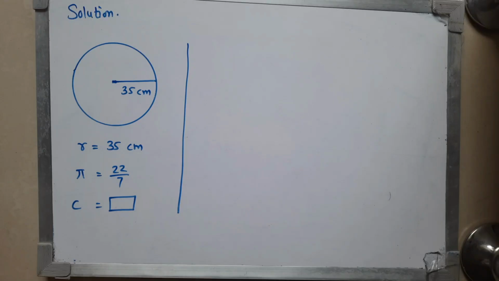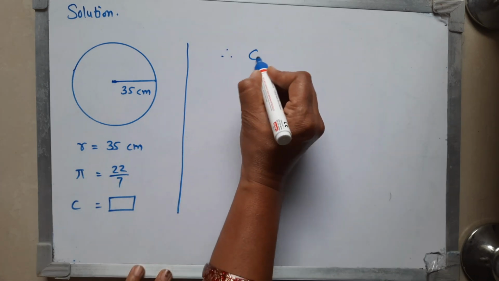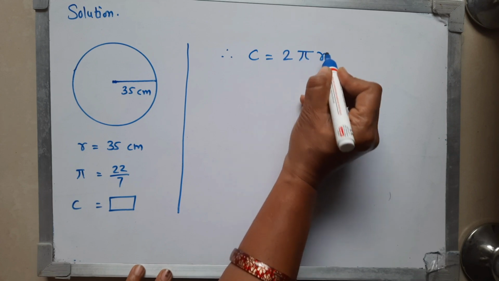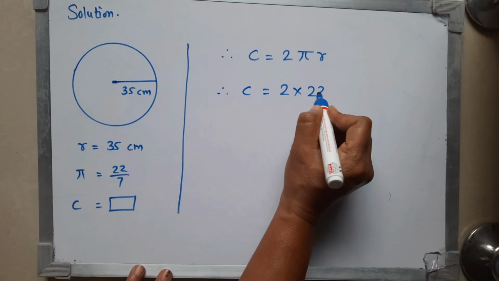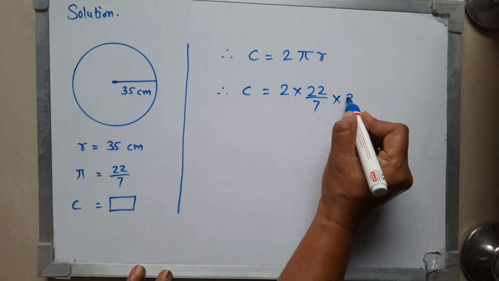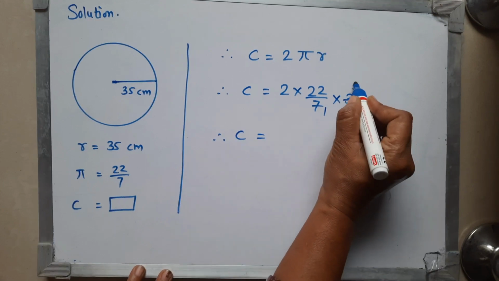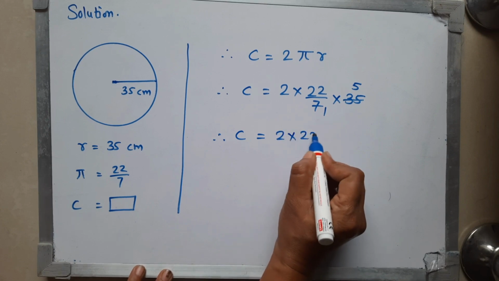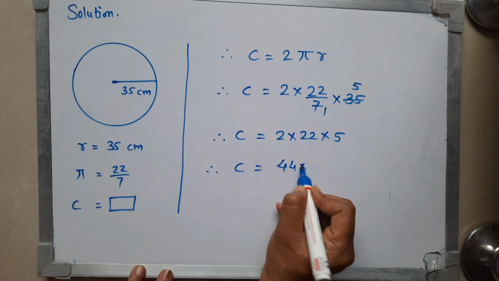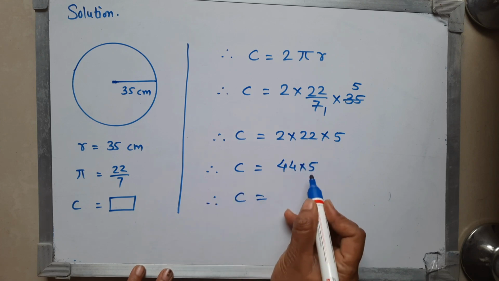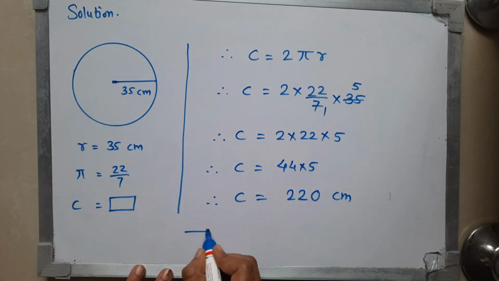Find its circumference. Here I write down the given information on the left side and write the formula of circumference. C is equal to 2 into pi into r. C is equal to 2 into 22 upon 7 into 35. 35 divided by 7. 7 5s are 35. Remaining numbers 2 into 22 into 5. 22 2s are 44 into 5. Multiply by 5. 220 centimeter.